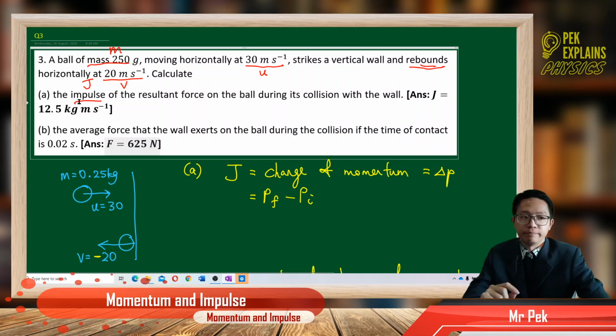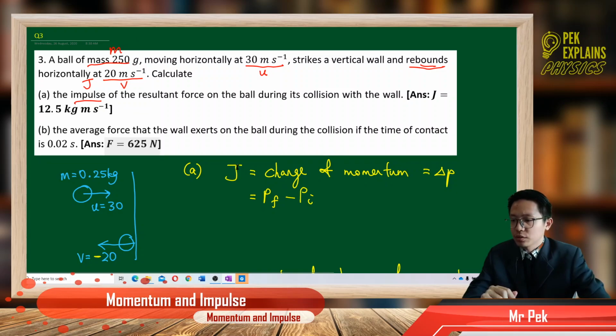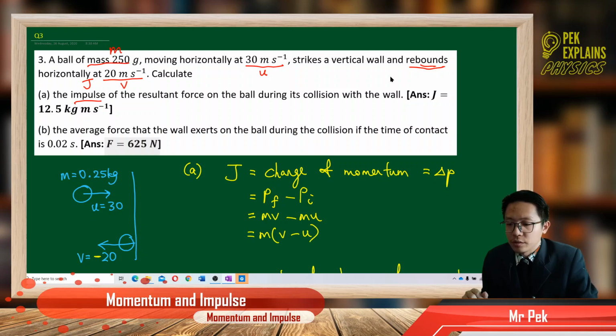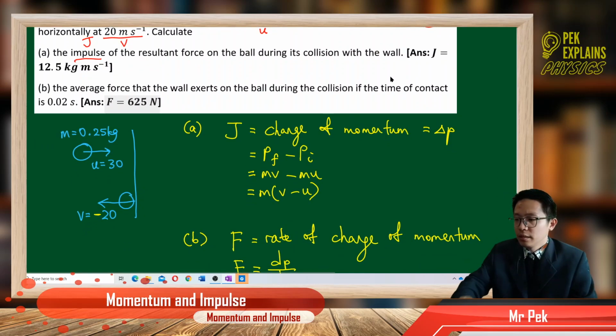So calculate the impulse of the resultant force. So what is actually impulse? Impulse is the change of momentum, or delta P. So change of momentum is P final minus P initial. So let us continue with this question. P final is mv, P initial is mu. We can factorize out the mass: m(v minus u). Then we just substitute the information.